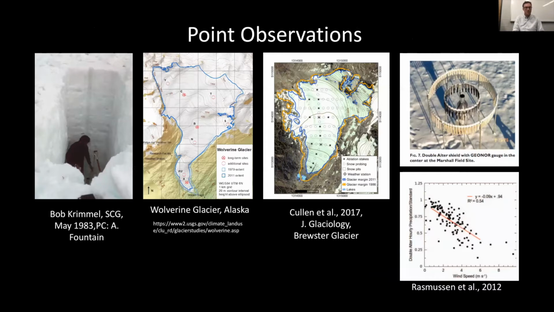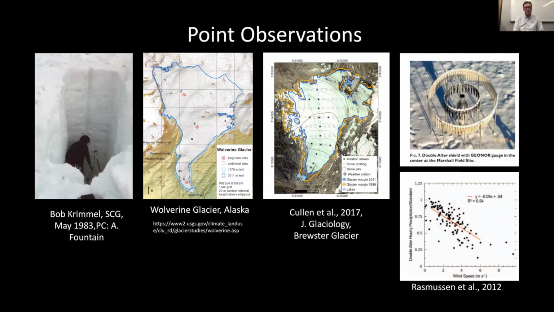This is a map of Wolverine Glacier, one of the USGS benchmark glaciers in Alaska. And you can see in those red circles a series of stakes. Those are stakes that are part of the long-term mass balance record. And so we measure seasonal addition or loss of mass from those, integrate that over the glacier area to get an estimate of the glacier-wide mass balance.